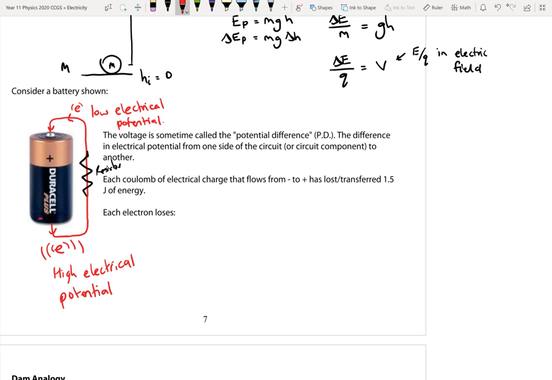And then they return back to the top. Okay? Now, we don't know what the actual energy of the charge is, but we know the difference from one side to the other. It's like saying, I don't know how high the floor is from sea level, but I know that the table is 1 metre from the floor.